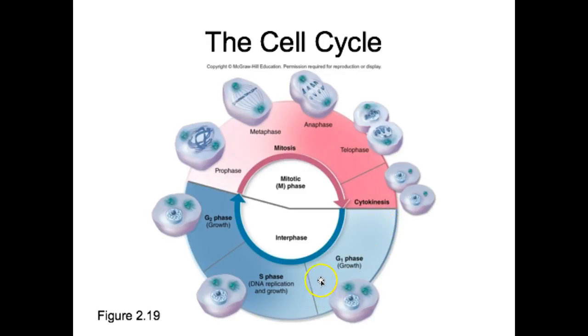So G1, I hear it sometimes as gap phase 1, or growth phase 1. I prefer to think of it as growth phase 1 just because it's more descriptive, but gap is technically the technical term. So in growth phase 1, the cell literally starts to grow. It starts to increase its organelles. There's also, not illustrated here, a checkpoint.